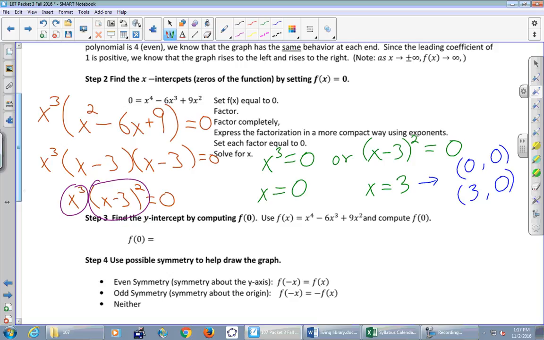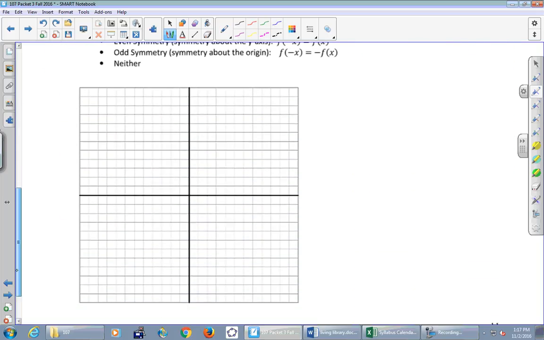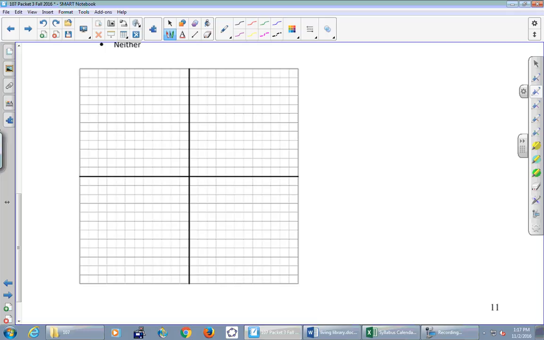Okay, so let's start putting some things on our graph here. We had 2 points we just discovered. I'll call these boxes 1 each. So let's call that a 1 and this one a 1. And we said the intercepts were (0, 0) and (3, 0). So we'll just put those 2 dots, (0, 0) and (3, 0).